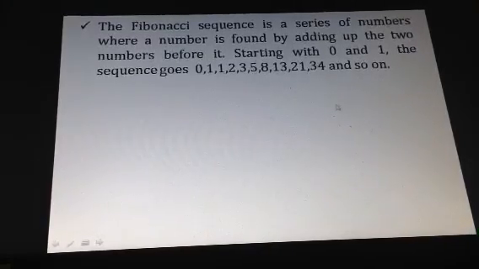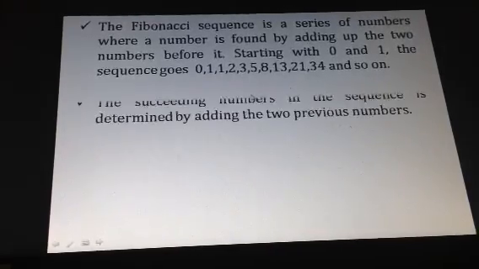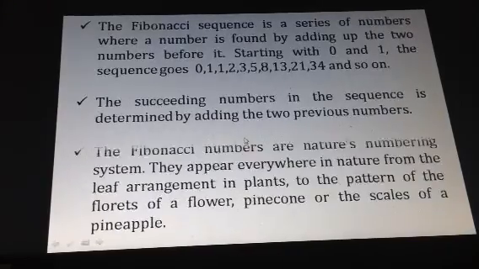Para makuha natin yung numbers, i-add natin yung unang dalawang number bago yung sagot. Lagi tayong nag-start sa 0, 1. Dito, we have 0 plus 1 is 1, 1 plus 1 is 2, and so on. The succeeding numbers in the sequence are determined by adding the two previous numbers.